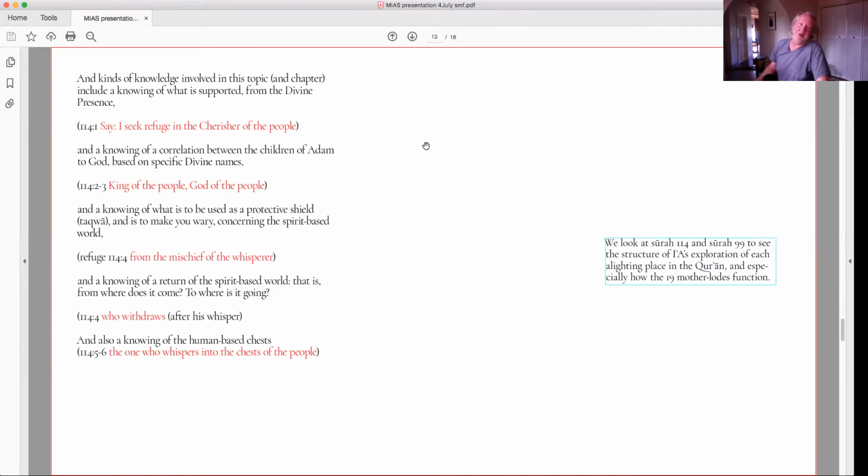The easiest one to understand how he matches the verses with what he talks about is the last surah, the encompassing of knowledge. In this surah, you will find all kinds of knowledge involved in this topic, and the chapter that he's writing includes a knowing of what is supported from the divine presence. So this is: say, I seek refuge in the cherisher of the people, Qul a'udhu bi rabbi an-nas, and a knowledge of the correlation between the children of Adam and God based on specific divine names, Malik al-Nas, Ilahi al-Nas, king of the people, God of the people.